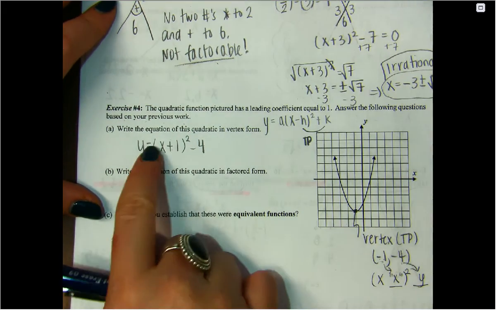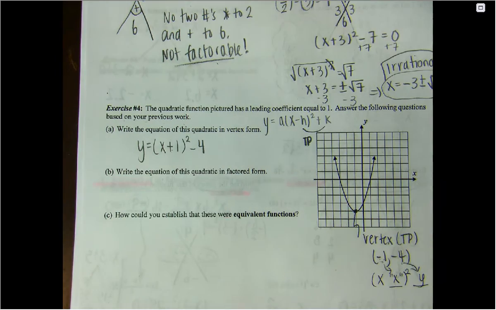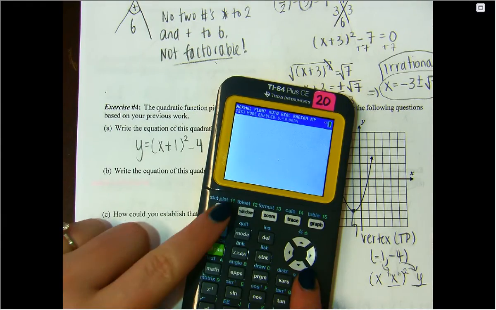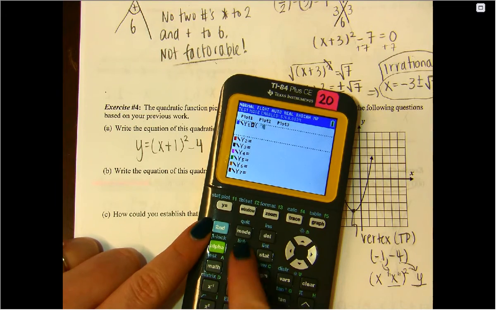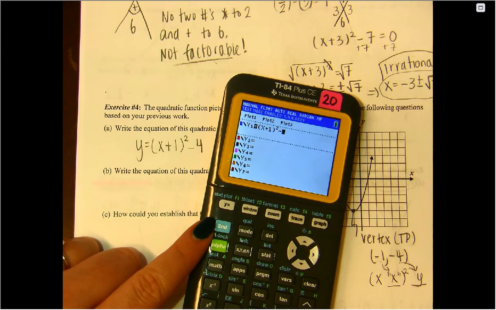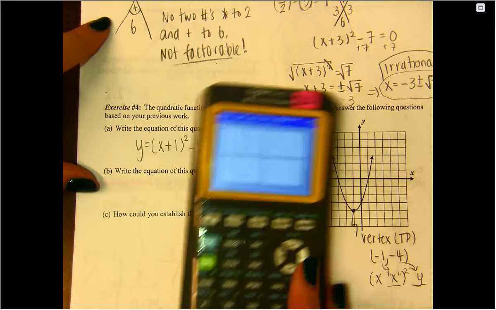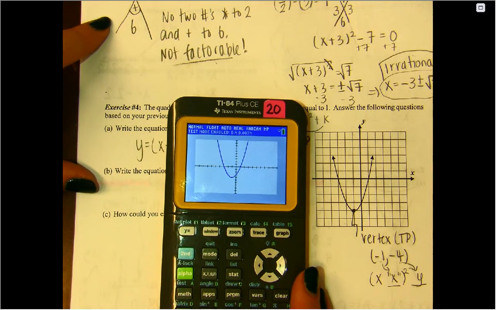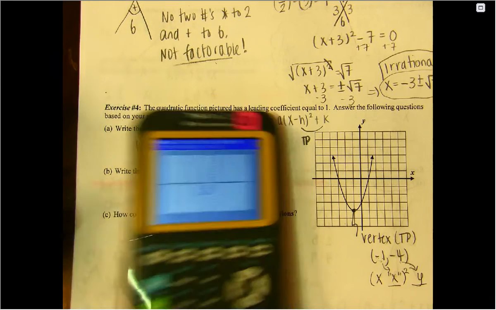Okay, so here is the equation of this in vertex form. I guess we could throw it right in there just to make sure that it looks similar. So I get (x plus 1) all squared minus 4. I'm going to look at this graph. Oh yeah, bingo. Okay, looks identical.